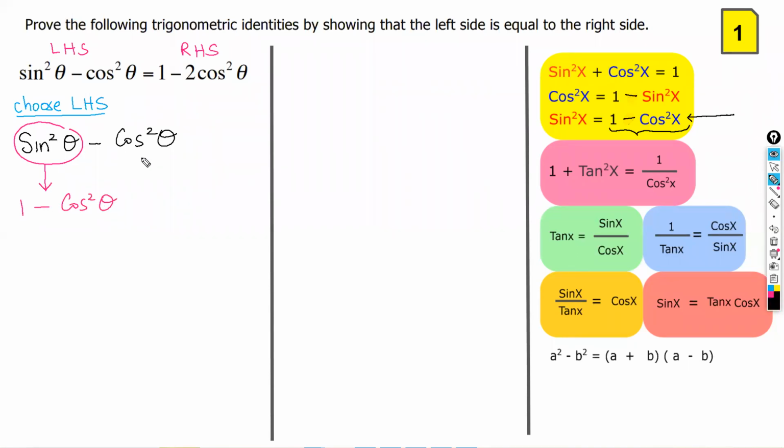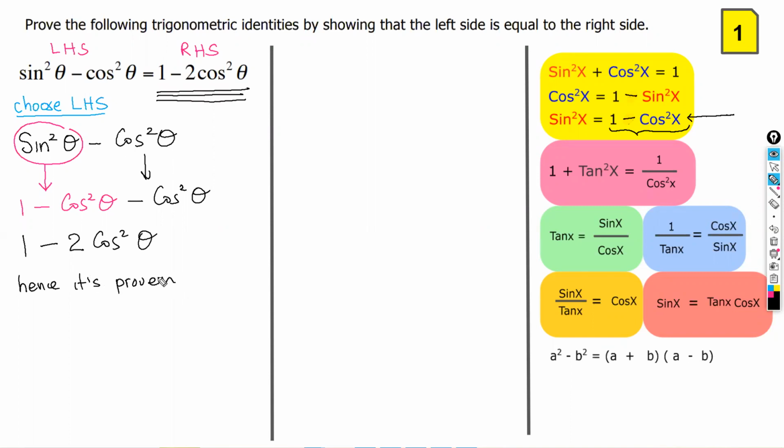And what do I have waiting here? A minus cos squared theta. If I have minus cos squared theta and I minus another cos squared theta, won't I get minus 2 cos squared theta? We finished. We made it look exactly like the right-hand side. So then you can just write a sentence: Hence, it's proven.